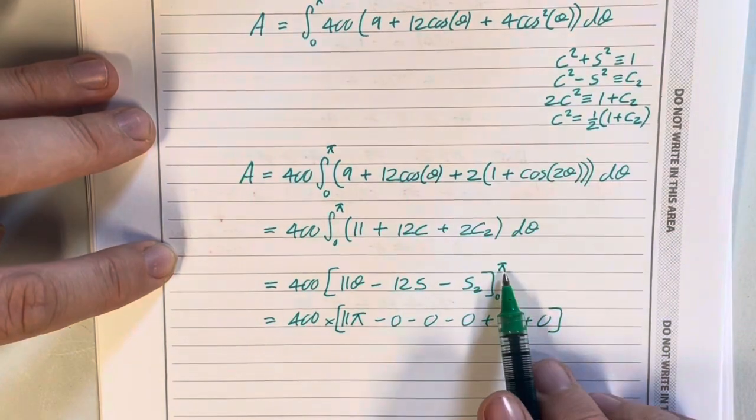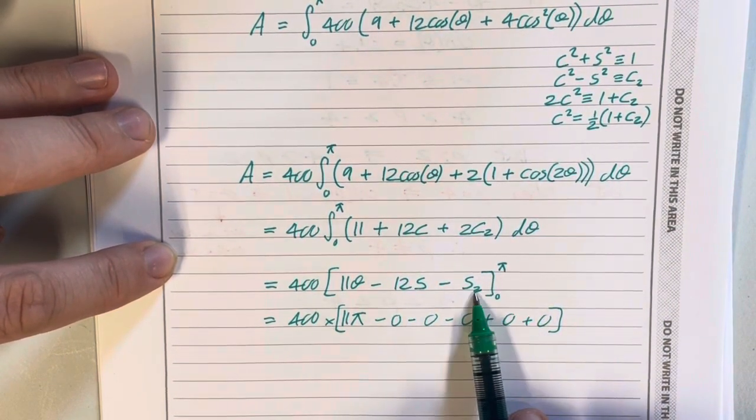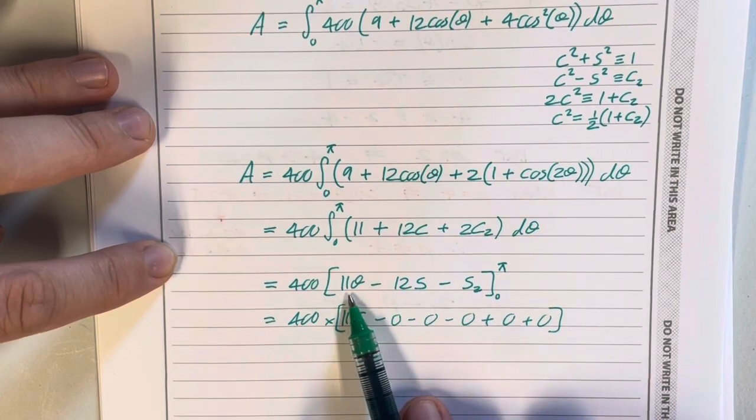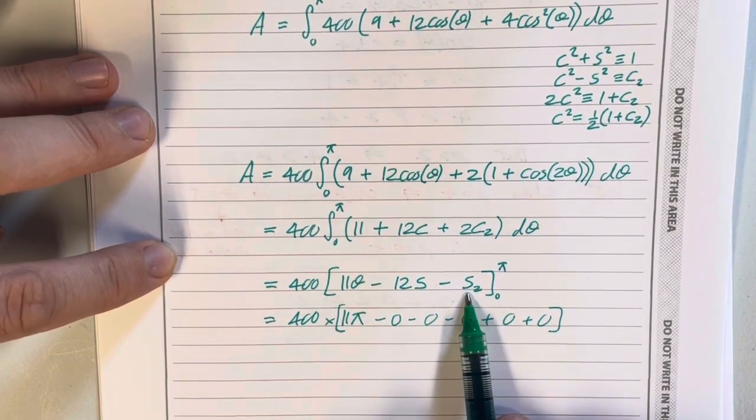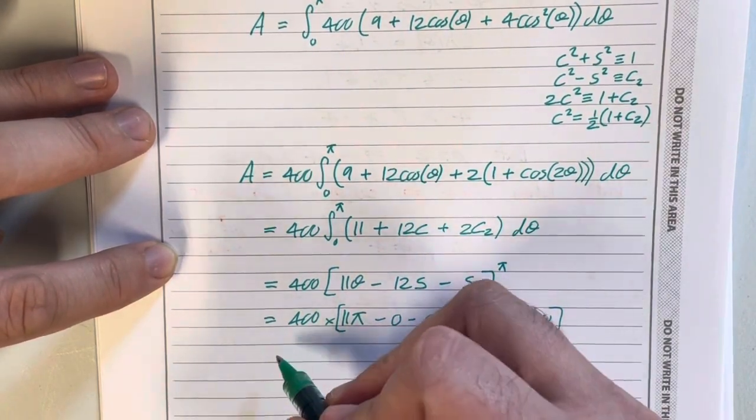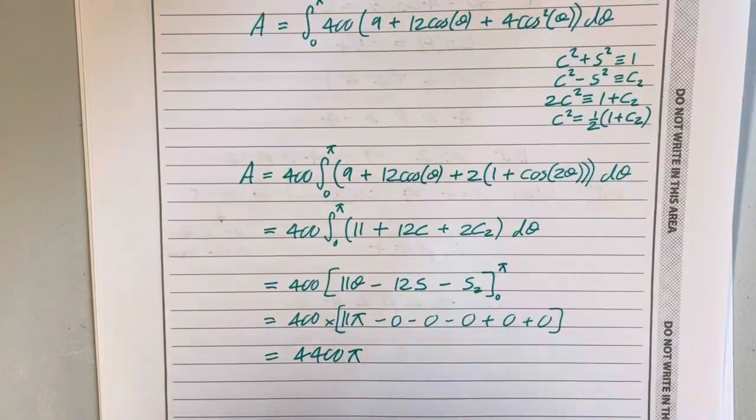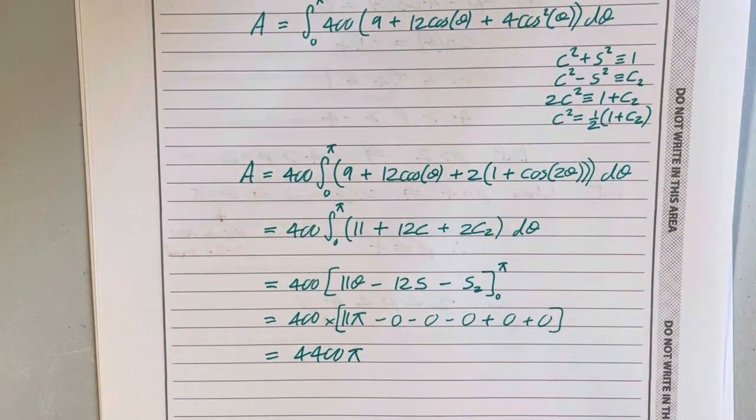Okay, so if I plug in pi into here, I get 11 pi, but sine of pi is 0, sine of 2 pi is 0. Plug in 0 in there, that disappears. Sine of 0 is 0, and sine of 2 times 0 is still 0. So all of those are gone except for the first term. So the answer is 4,400 pi. Okay, so that's the cross-sectional area of my pond.